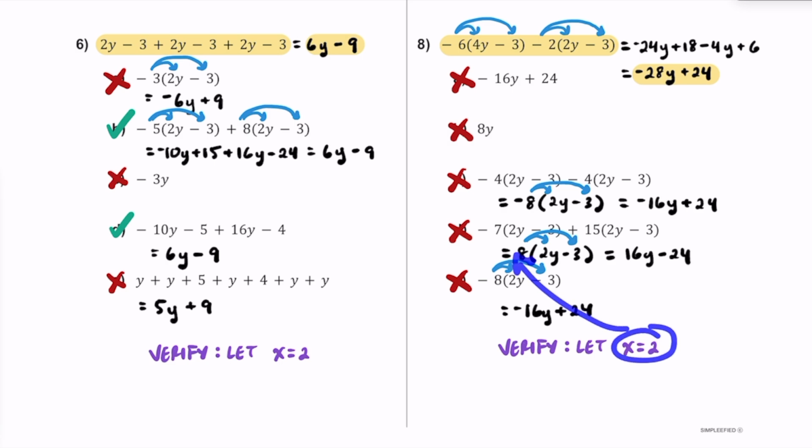If you plug in 2 here, 2 times 2 is 4, minus 3 is 1, times negative 7 is negative 7. Then 2 times 2 is 4, minus 3 is 1, times 15 is going to be 15. So negative 7 plus 15 is positive 8, which also doesn't work. Then this 2, plug it in here. That's going to be 4 minus 3 is 1. Negative 8 times 1 is going to be negative 8. So you can see here that none of these are going to work, even if you substitute in the value, which verifies that none of these are equivalent to the original expression.